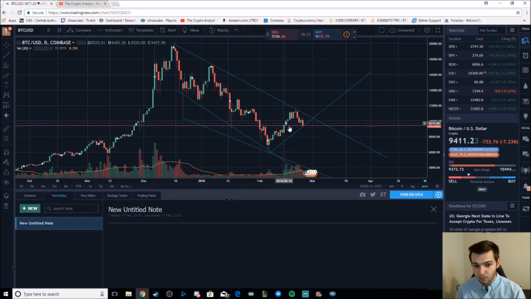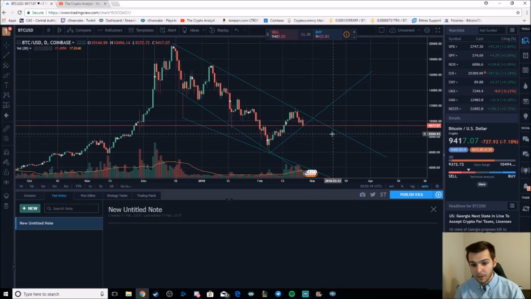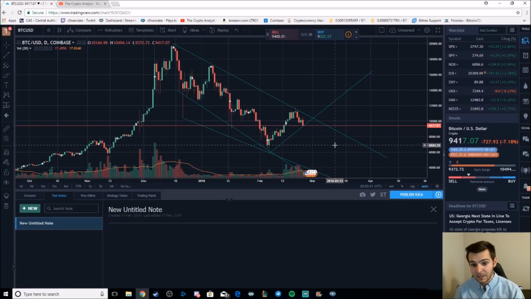But this is just the downwards channel that we have to break out of. You guys can go and draw this up yourself, and you can look for when it's going to break out. But that's really just the course that Bitcoin's heading. And to be honest, it looks like it's going to go down a little bit more.